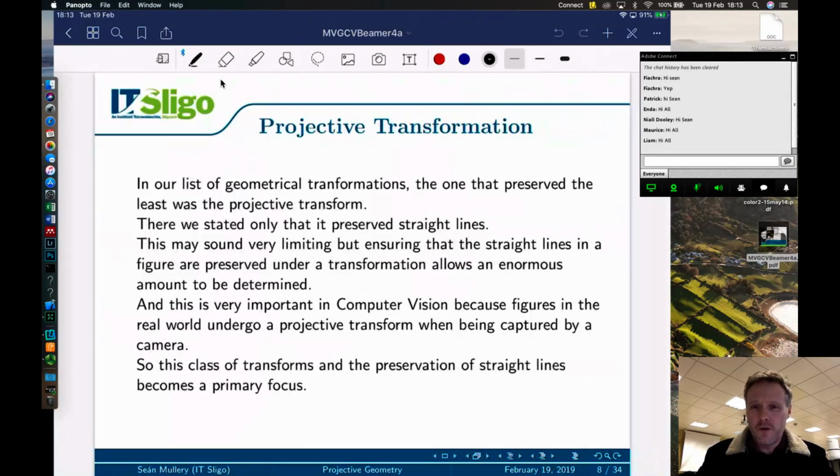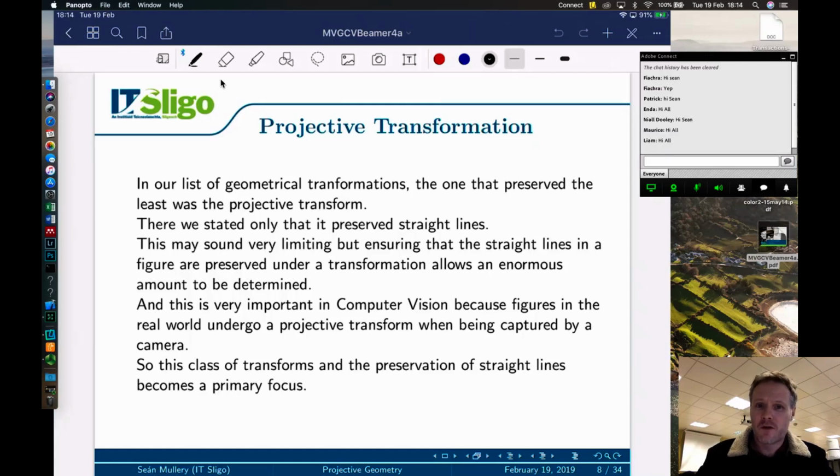Now, when we went through all of those, we saw that if it was just translation, that preserved an awful lot of things. Okay, so it even preserved its orientation. And then when we went to the rigid body motions, we saw that it preserved straight lines, and it preserved parallelism, and it preserved lengths and angles. And then when we went down further to the affine ones, we found that it preserved certain things but not others, right? Each one we went down, we lost something in what got preserved. And at the bottom of that pile was the projective transform, which in our list of geometrical transformations was the one that preserved the least.